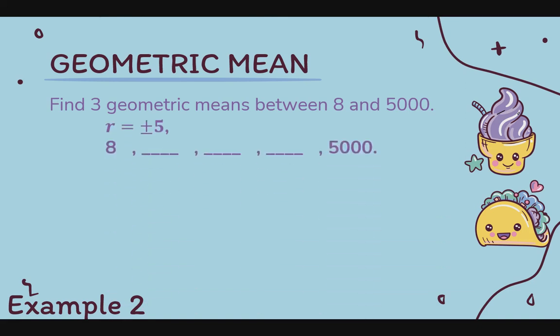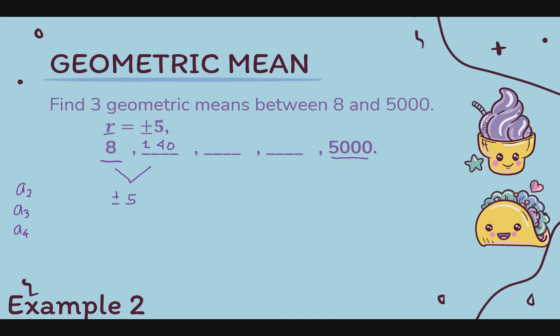Now, dahil meron na tayong R na positive or negative 5, at ang hinahanap natin ay yung tatlong nasa gitna ng ating geometric extremes. Again, ang tawag natin sa 8 at 5,000 ay geometric extremes. Hanapin natin yung geometric means natin a sub 2, a sub 3, a sub 4. Eh di ba sa geometric sequence, para mahanap ang mga term, magmumultiply ka ng r or ng common ratio sa isang term para mahanap mo yung kasunod niya. So, para mahanap ang a sub 2, saan natin i-multiply ang r? Very good, sa 8. So, i-multiply natin sa positive or negative 5, and ang magiging sagot is positive or negative 40.